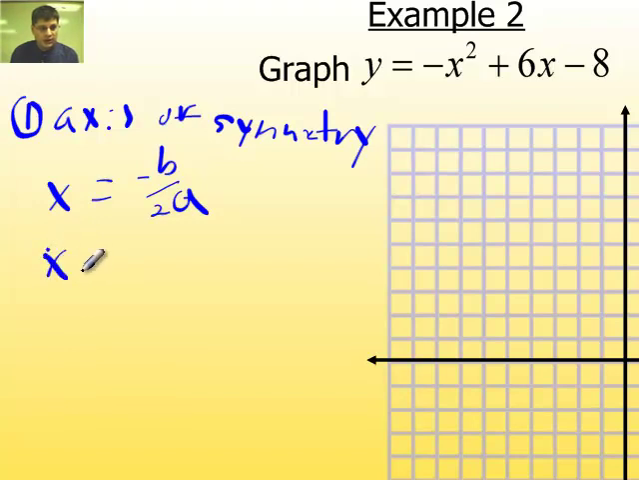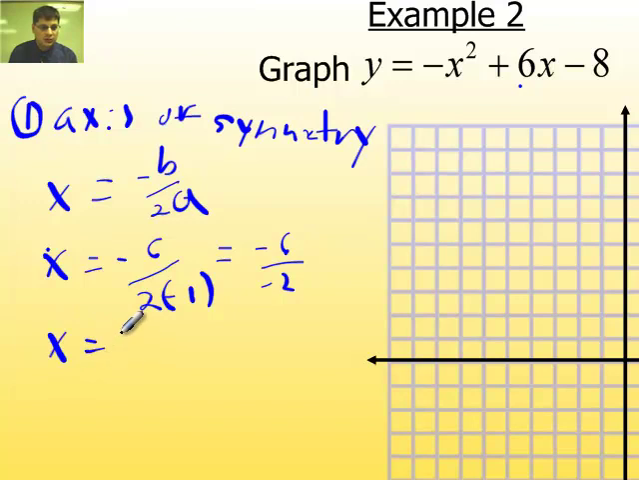So x equals, now our b value is going to be 6, so here's negative 6 over 2 times a. Our a value, since it's a negative in front of the x squared, is going to be negative 1. So we would evaluate that as being negative 6 over negative 2. Therefore, x is equal to 3. And that's going to be our axis of symmetry.